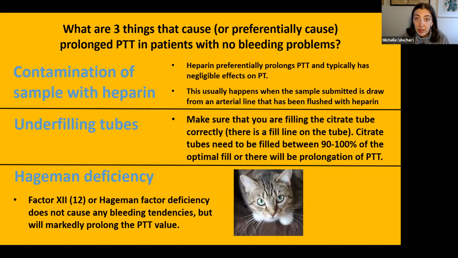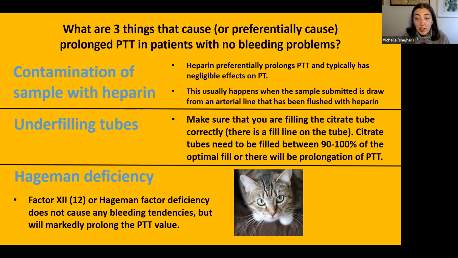Sometimes people ask me, does it really matter if the sample is contaminated with heparin? Yes, it really matters. It affects the PTT preferentially, and if it has a lot of heparin in it, it will eventually affect the PT as well. It usually has negligible effects with the amount that we see in samples. This is typically when someone has flushed an arterial line and then pulls the blood out of that arterial line right after. And then we'll see prolongation of PTT.